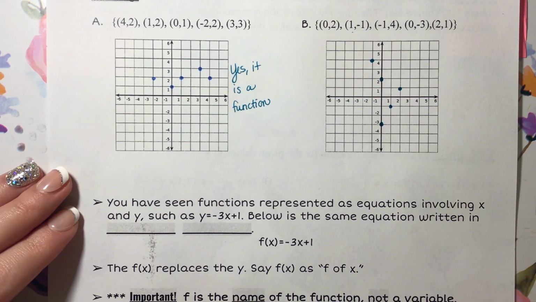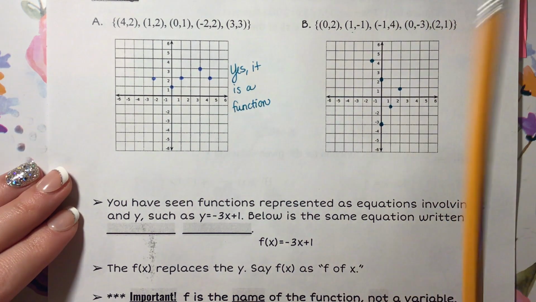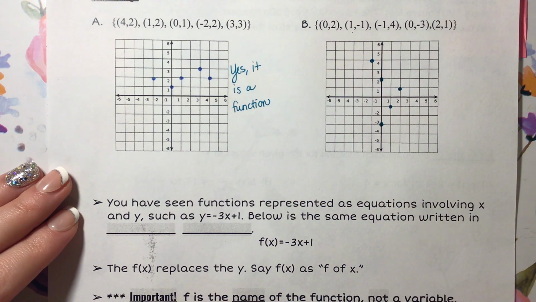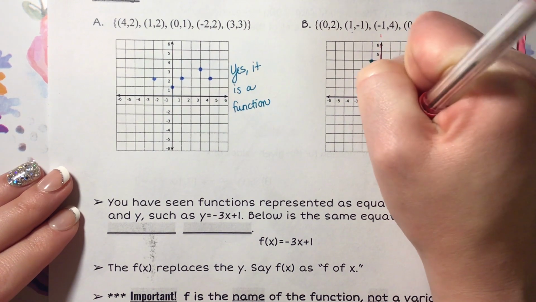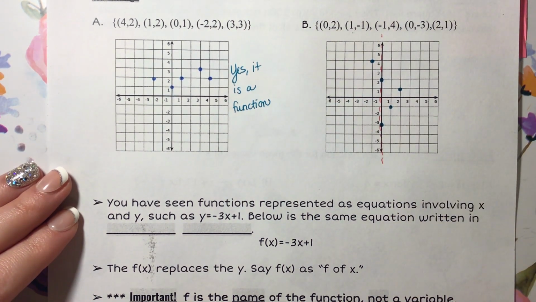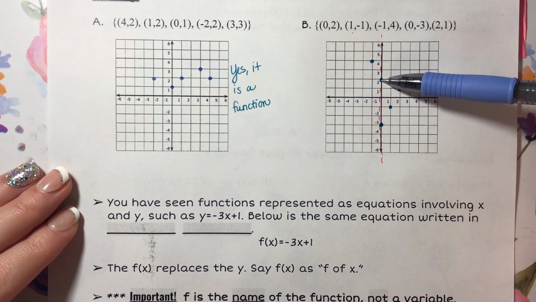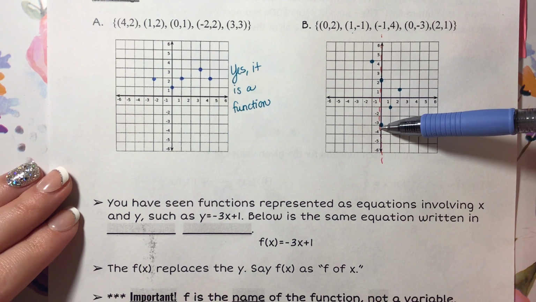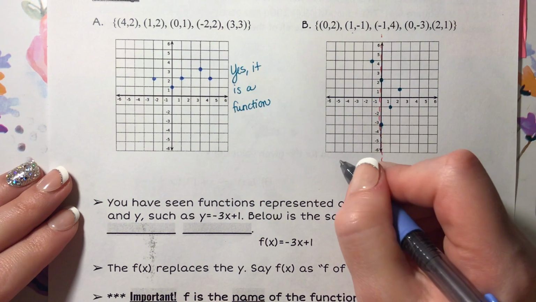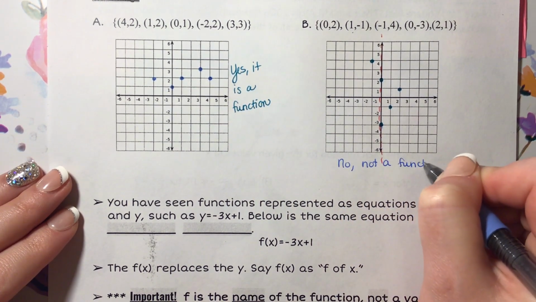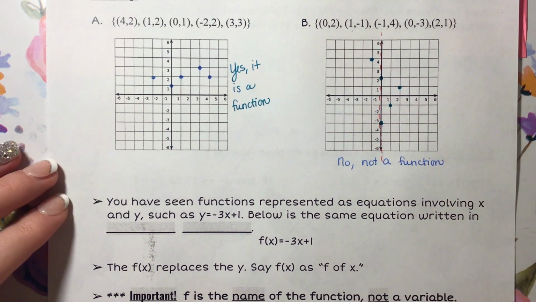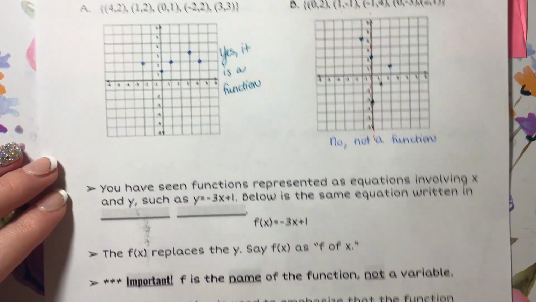You pass your vertical line across the graph. And if you notice, right here on the axis, on the y-axis to be specific, that vertical line would pass through these 2 points at the same time. That then makes this fail the vertical line test. So this is not a function. And that's it for the vertical line test examples.